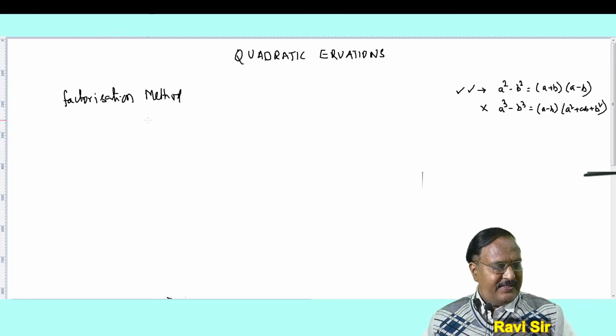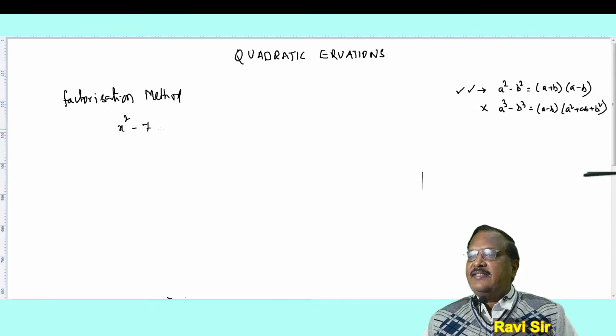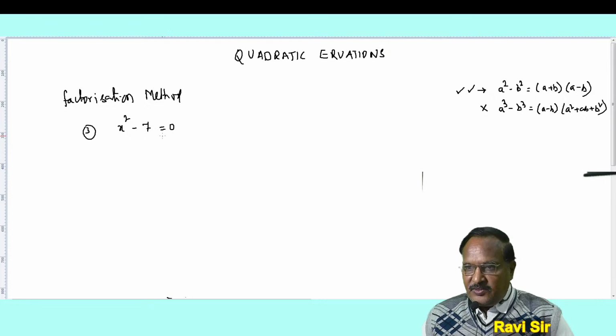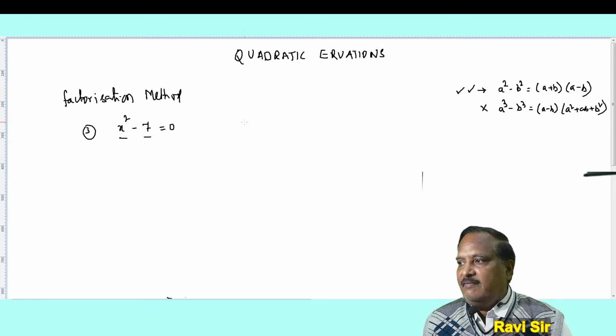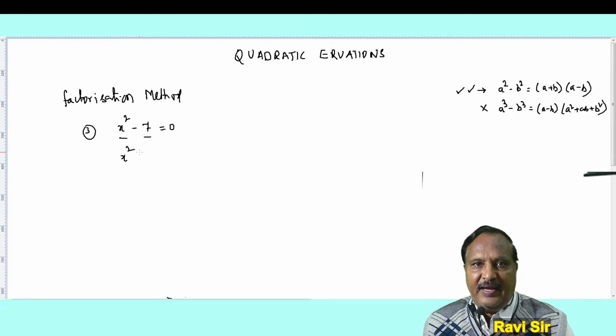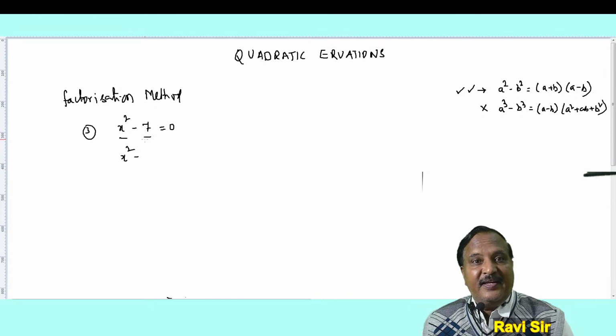This is a very simple question. For example, x square minus 7 is equal to 0. This is question number 3. This is also having two terms. Whenever there are two terms, then better apply a square minus b square. Now you can write this x square means a square only. In the place of a, x is there, but 7 cannot be written as a square, but you can write x square minus root 7 square.